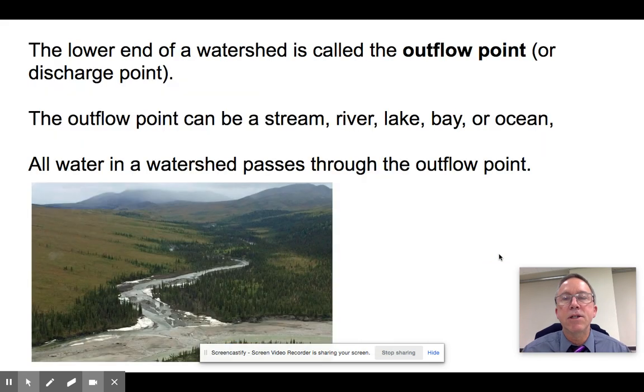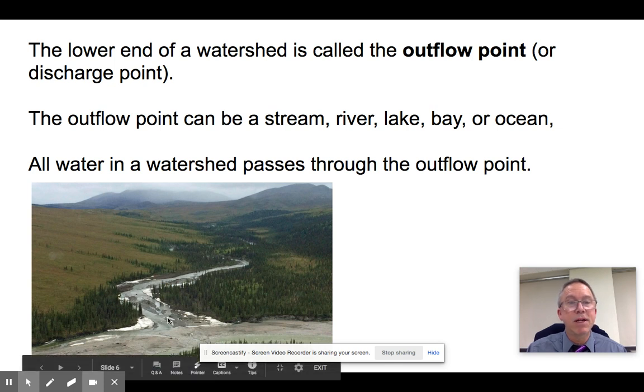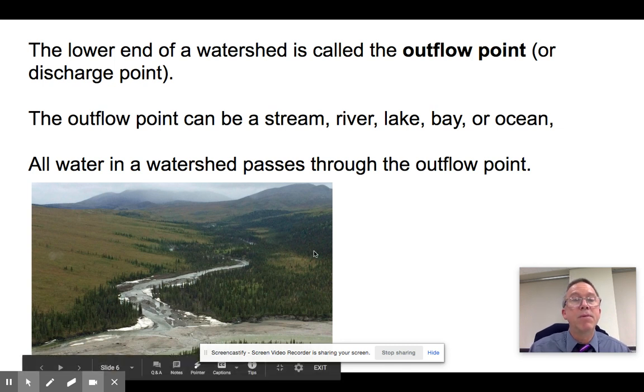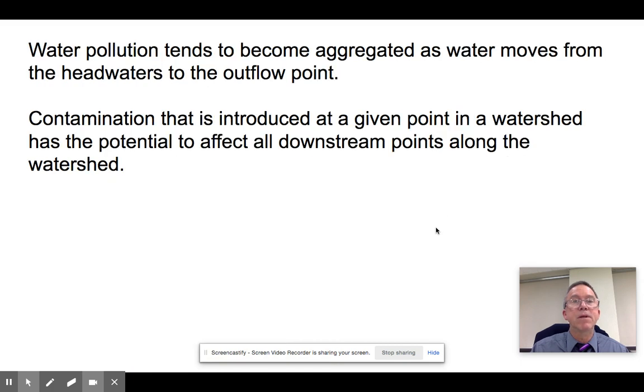Now, the lower end of a watershed is often called the outflow point or the discharge point. And so basically all the water that lands in that area, whether it goes into the ground or not, is going to come out in this point right here. So basically, all the water that comes into this watershed will come out of this point, as will any pollutants that are picked up by that watershed. So pollution tends to become aggregated or accumulated as it moves from the headwaters down to the outflow point. And so contamination that's introduced at one part of a watershed will affect the points of the watershed downstream from it, but it will not affect the ones that are upstream from it.